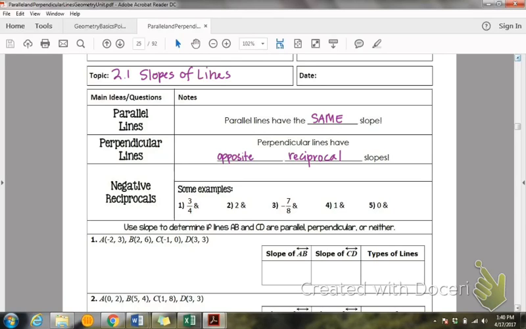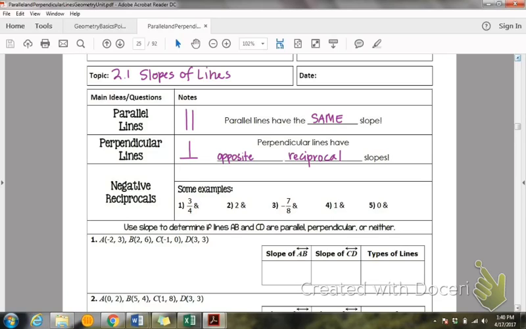Here are your symbols for parallel and perpendicular. Parallel is two lines. And perpendicular, which we've talked about already a little bit, is an upside down T. Okay, those are your symbols for parallel and perpendicular.